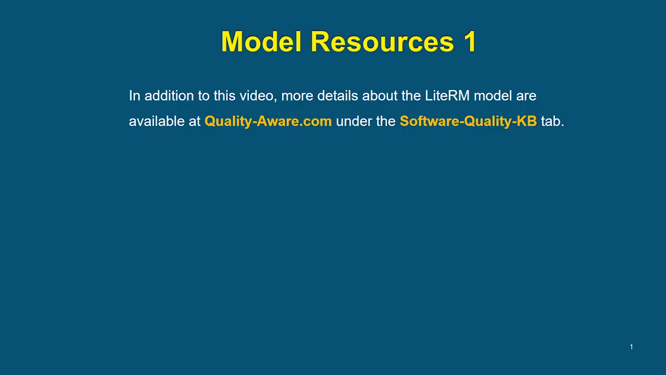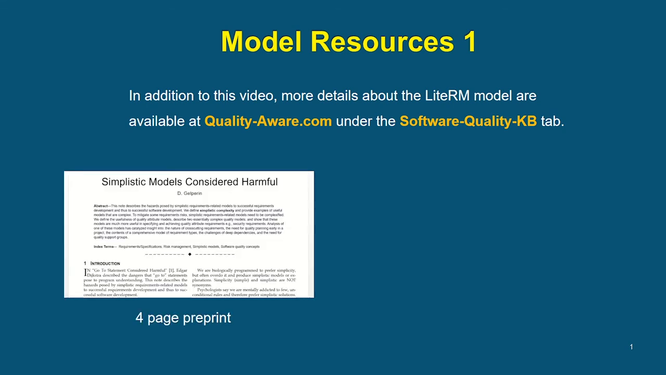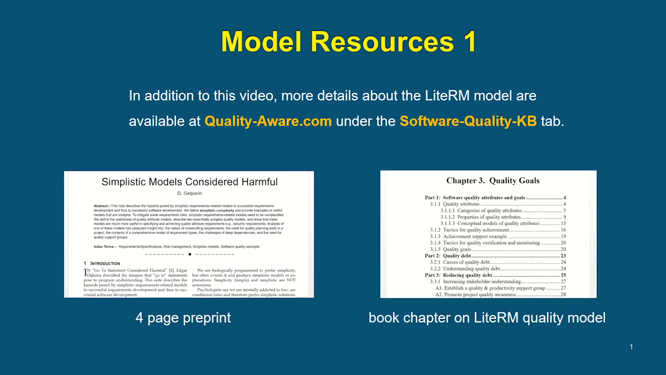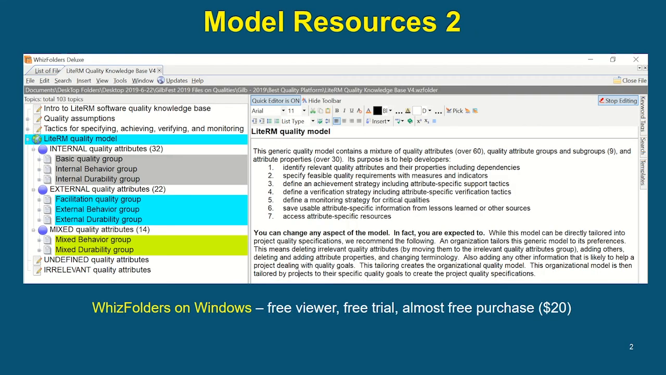More details about the LiteRM quality model are available on the web at quality-aware.com under the Software Quality KB, that means Knowledge Base tab. One resource is a 4-page preprint about simplistic models. Another is a book chapter about quality goals. In the same place, you can also find a copy of the model itself. The model runs on a Windows outliner called WizFolders and is contained in a WizFolders file. Please send questions to david@clearspecs.com.